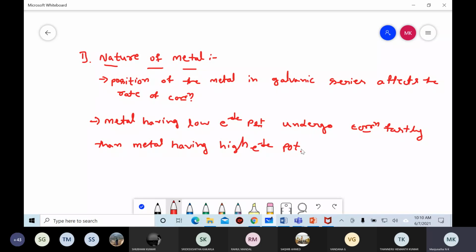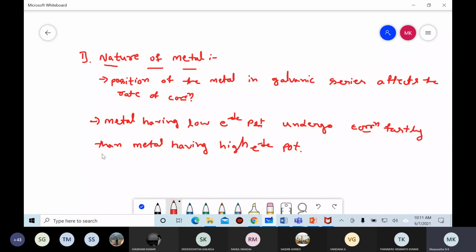Suppose a metal is present higher in the galvanic series, it undergoes corrosion very fast compared to the metal lower in the series. First one. Coming to the second point, a metal having a low electrode potential undergoes corrosion very fast than the metal having high electrode potential. Whatever metal has a low electrode potential, once it is exposed to the environment, it undergoes corrosion very fast than the metal having a high electrode potential.